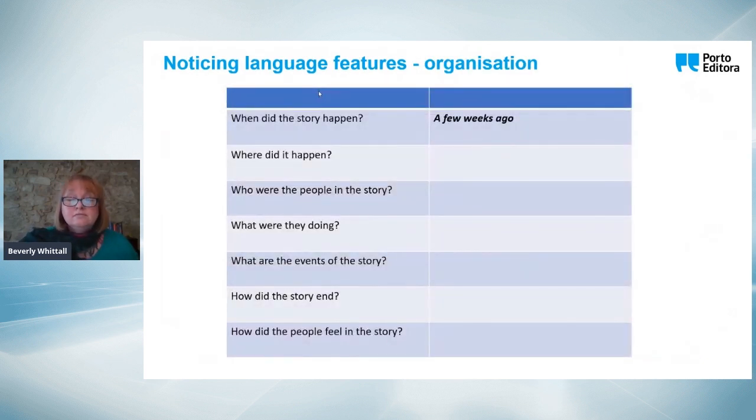This task here gets the learners thinking about how the text is organized. By going back into the text and finding the answers to these questions, they're looking at where that information is located in the text. Is it at the beginning, the middle, the end? And these questions will also be useful in the next stage.